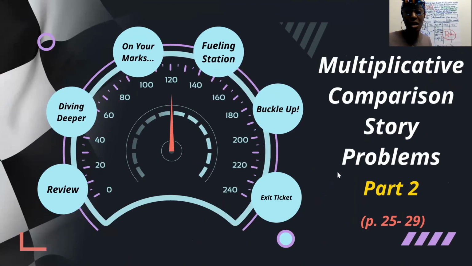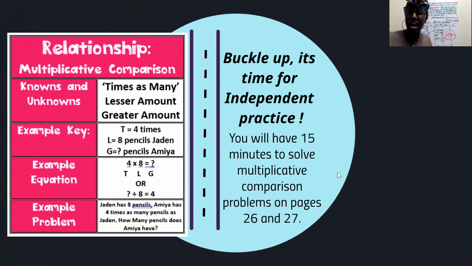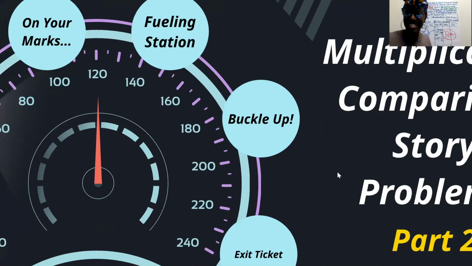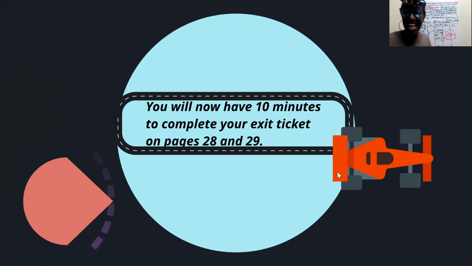It is now time for us to buckle up as we are about to go ahead and solve independent practice. So you'll have 15 minutes to solve multiplicative comparison problems on pages 26 and 27. Here is your key that you can use as you are referencing and also starting to solve and show your work. Nice. All right, so now it's time for your exit ticket. You will now have 10 minutes to complete your exit ticket on pages 28 and 29. I can't wait to see all of your work and all of your habits.